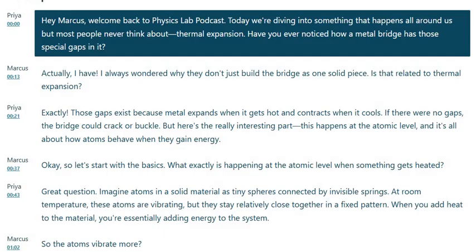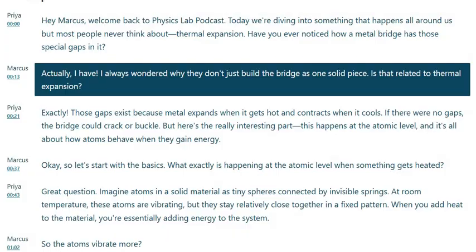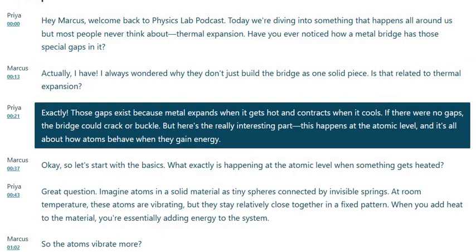Today we're diving into something that happens all around us, but most people never think about: thermal expansion. Have you ever noticed how a metal bridge has those special gaps in it? Actually, I have. I always wondered why they don't just build the bridge as one solid piece. Is that related to thermal expansion? Exactly. Those gaps exist because metal expands when it gets hot and contracts when it cools. If there were no gaps, the bridge could crack or buckle.